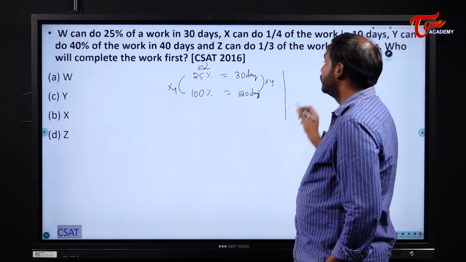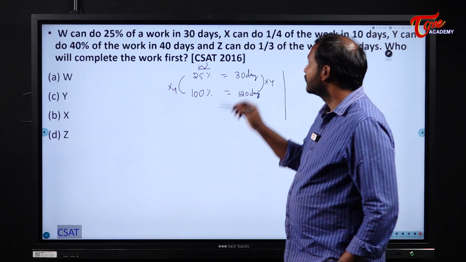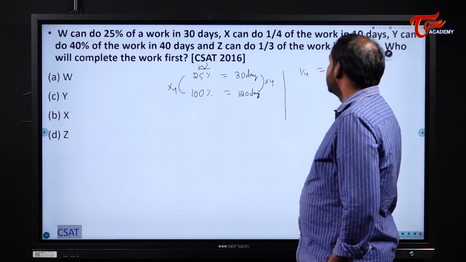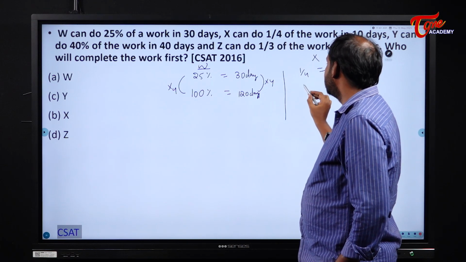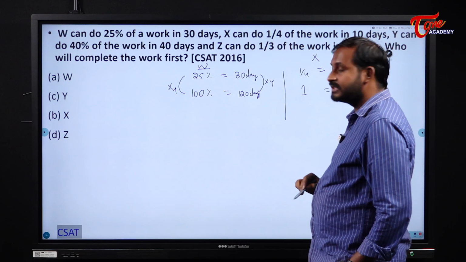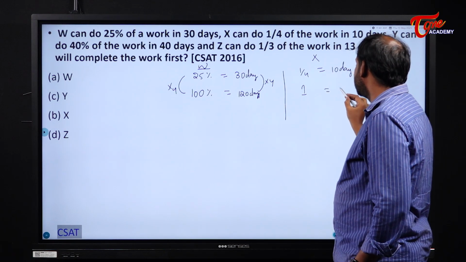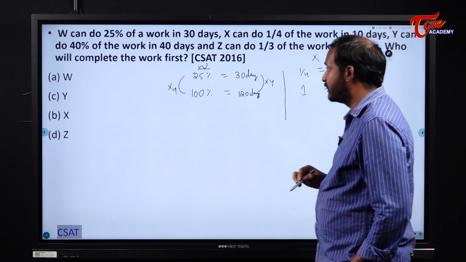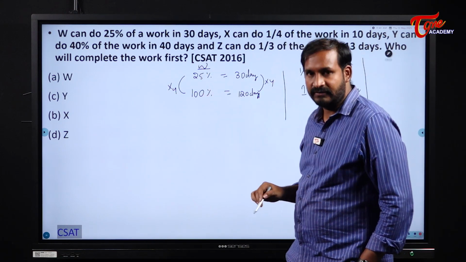Or else, 1/4 means what? 25% only, right? Or else you can write 1/4 in how many days? 10 days, by whom? X. Then one complete work in how many days? Cross multiply it. What you will get here? 40 days. That means X can finish the work in how many days? 40 days.